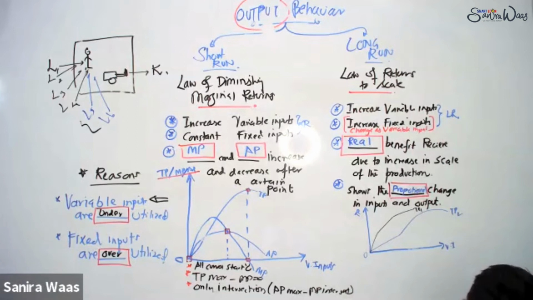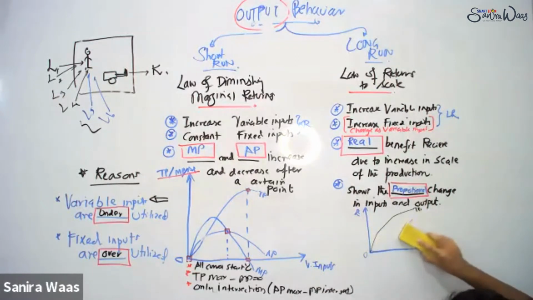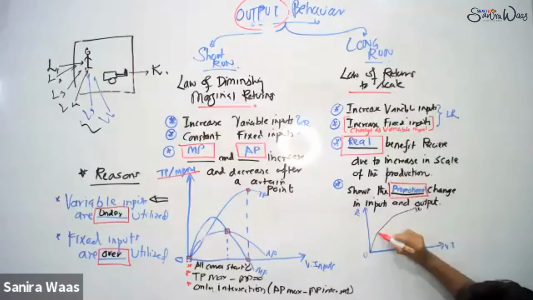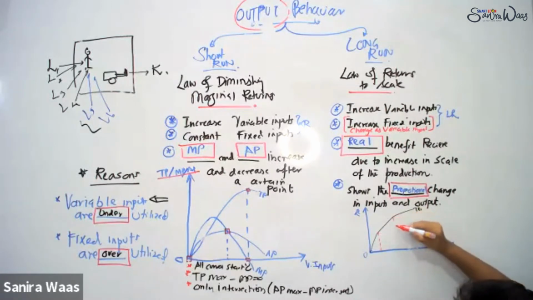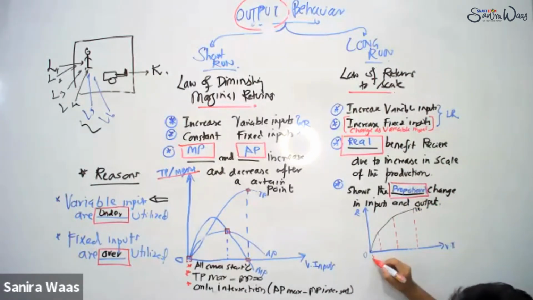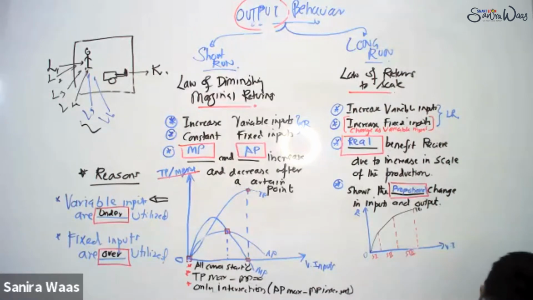I'm getting both answers. Right? The right answer, or the right diagram, is TP1. Why TP1? In returns to scale, you need to identify three main stages. Stage 1, stage 2, and stage 3. Right? In stage 1, look.